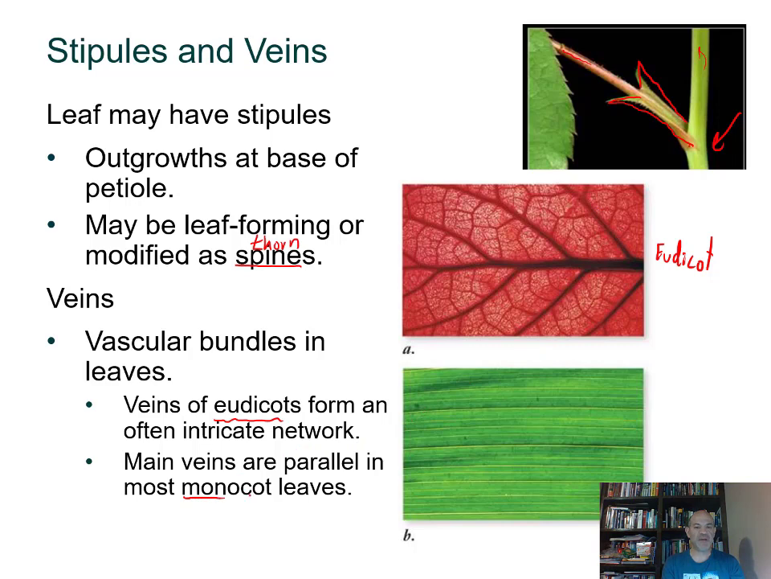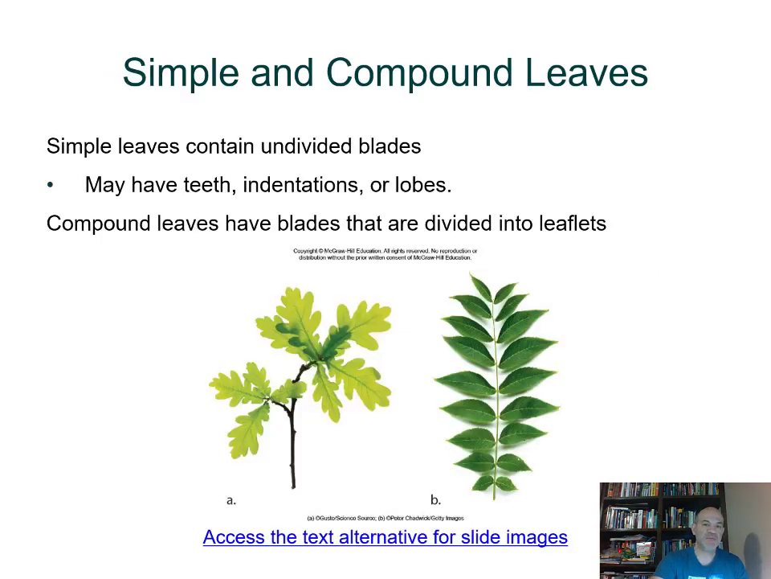Whereas in a monocot, the veins are just all running parallel. So that's a major distinction. When you see parallel leaves, that's a monocot. Okay, that's the same image.